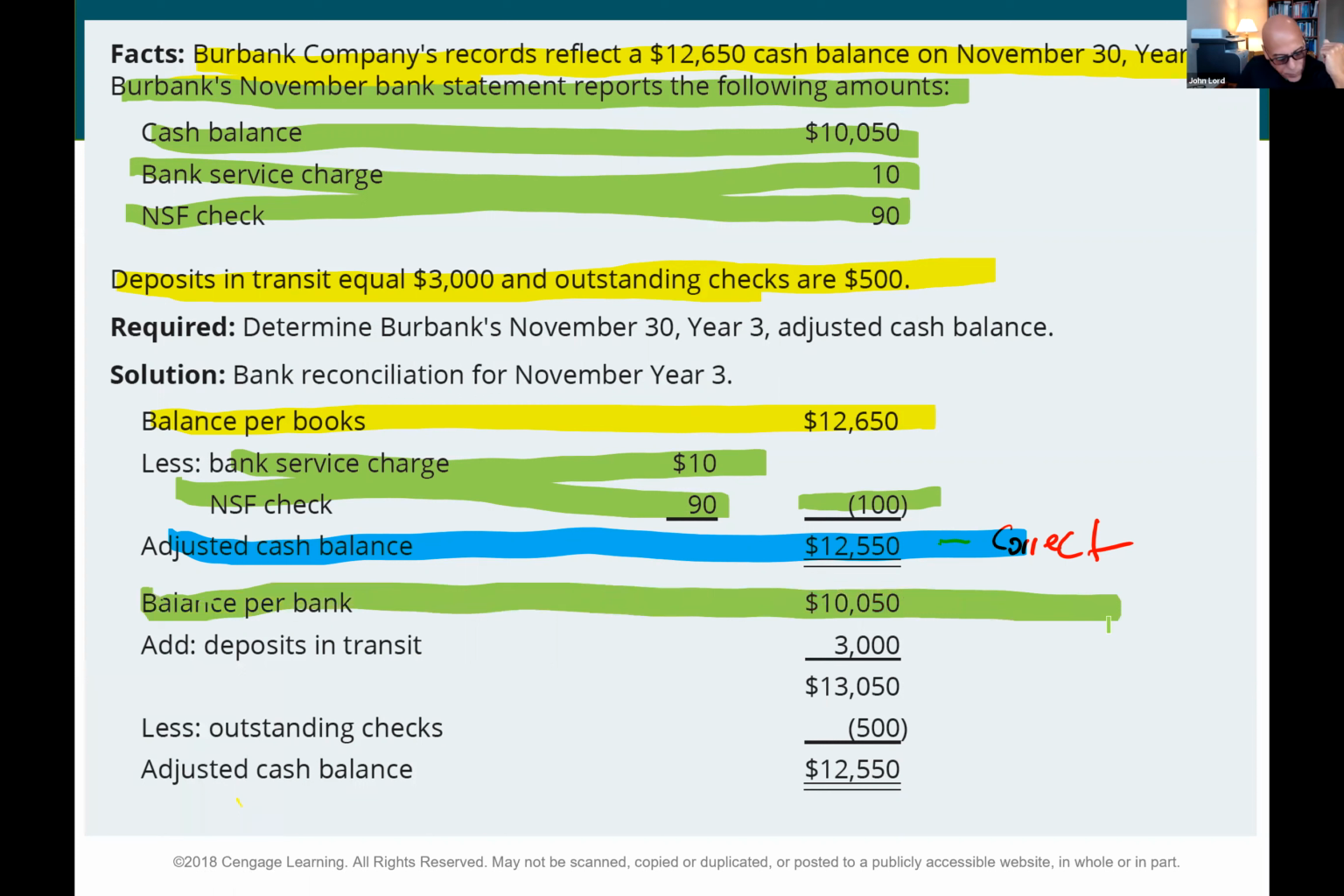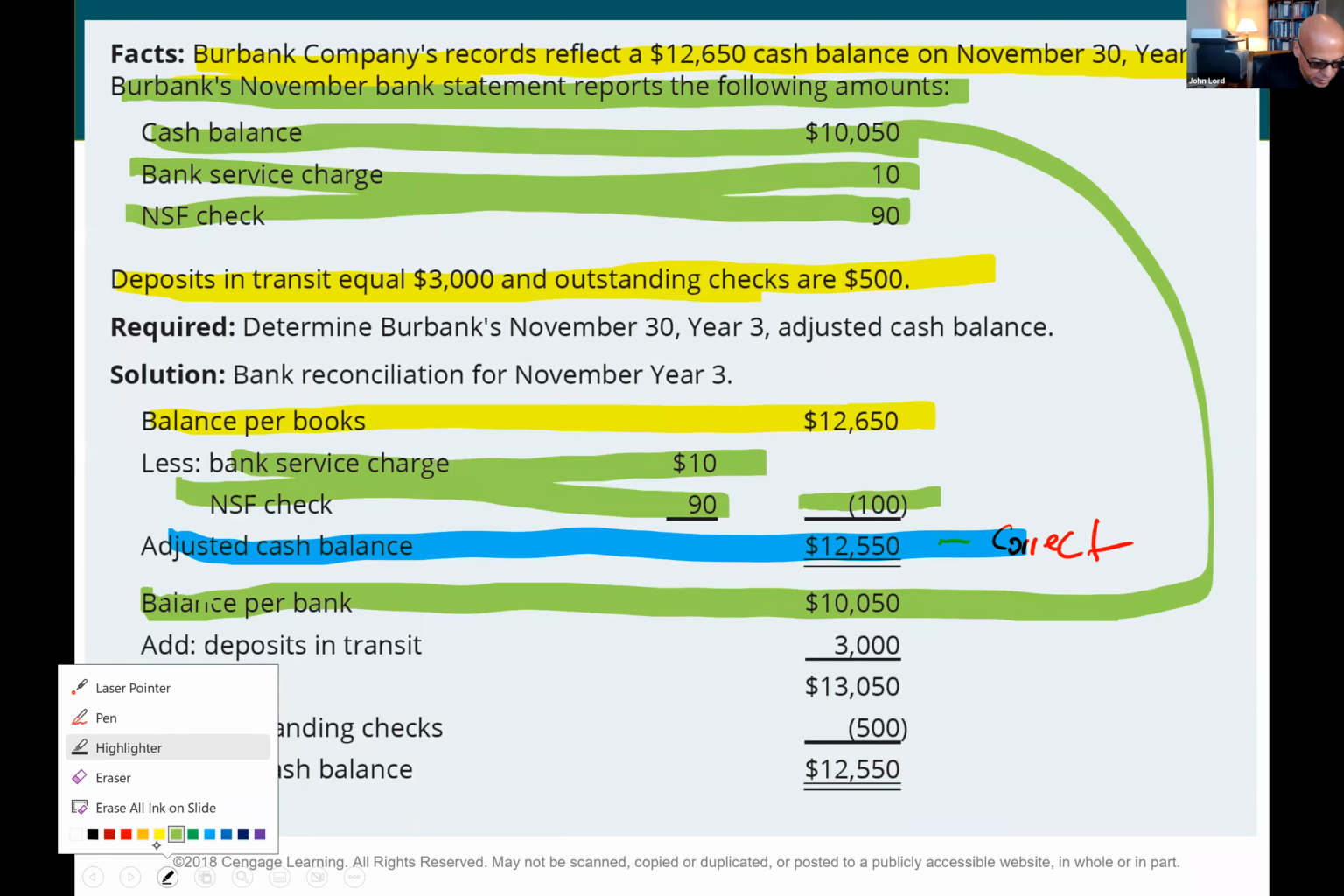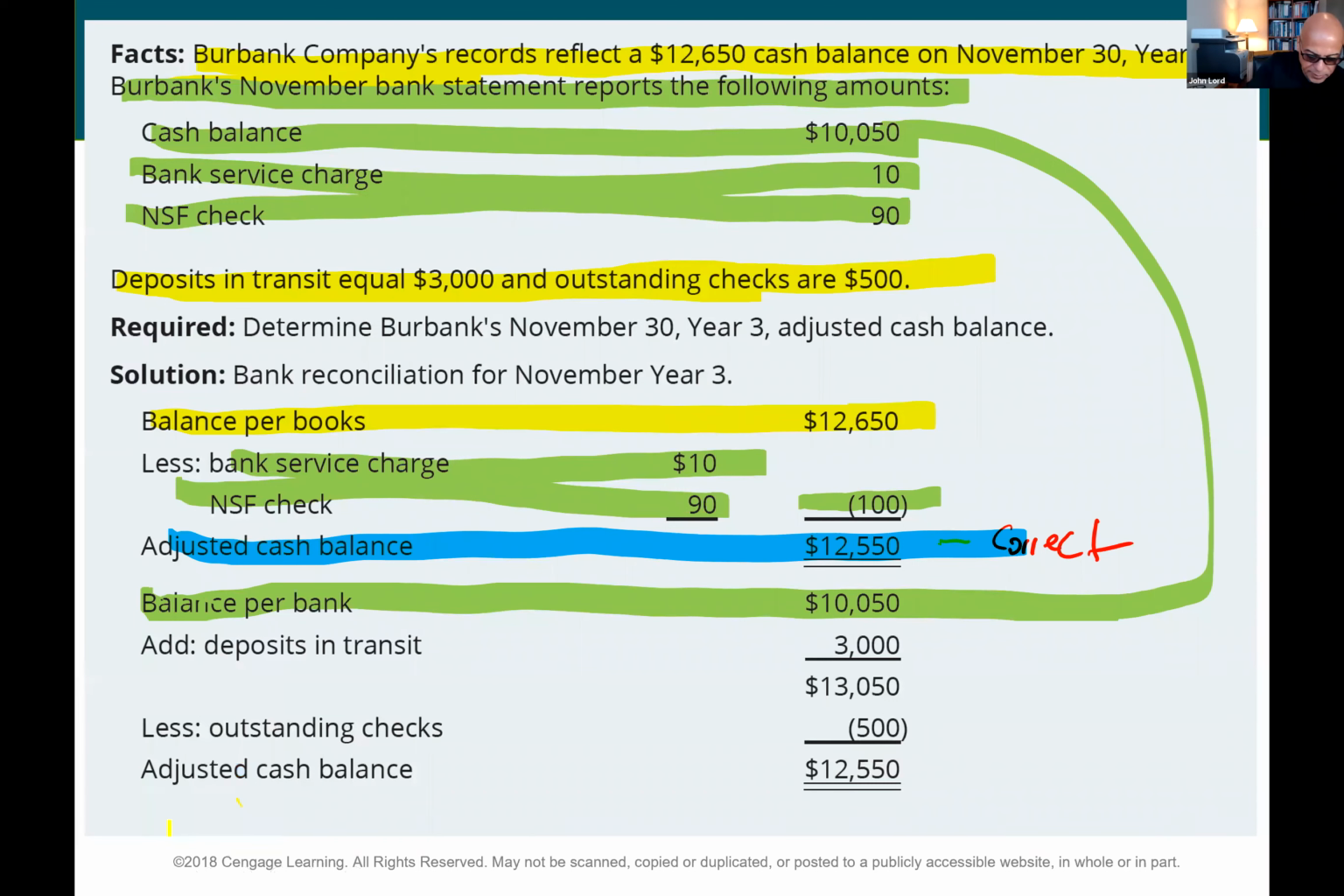Okay, so we have the balance per bank of 1050. That's what's on the bank statement. I just write that down on this reconciliation, and now I start adjusting it for things that the company knew about that the bank didn't, which were what? The deposits in transit, the 3,000. And the outstanding checks of 500.